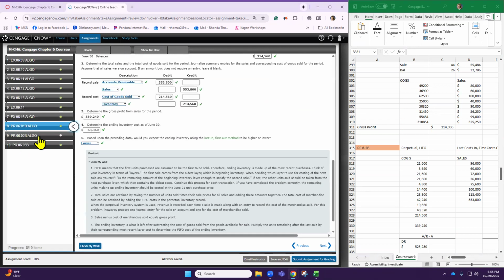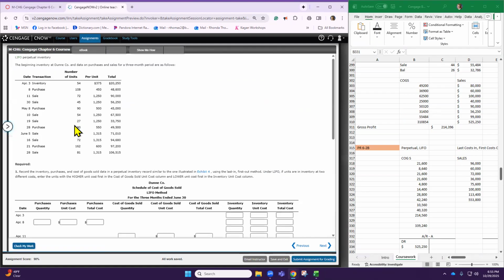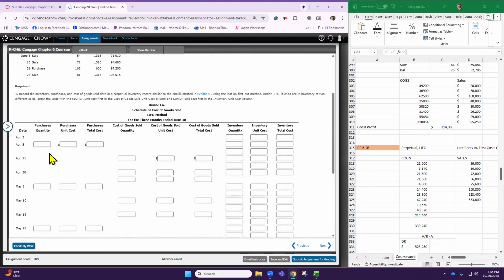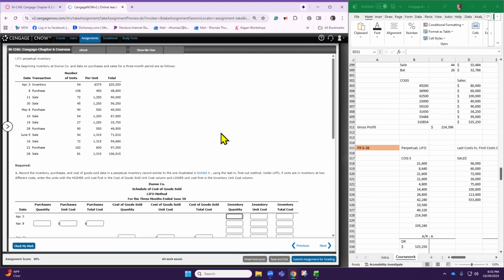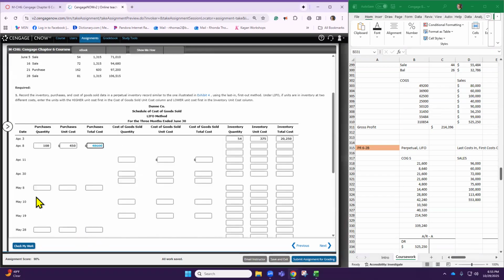All right, one more. We're going to do this a little differently. Let's go ahead and start with our inventory. So we got 54 at a cost of $375. Okay, so $20,250. Let's go ahead and put all of our purchases in. 108 units at $450, 48,600.